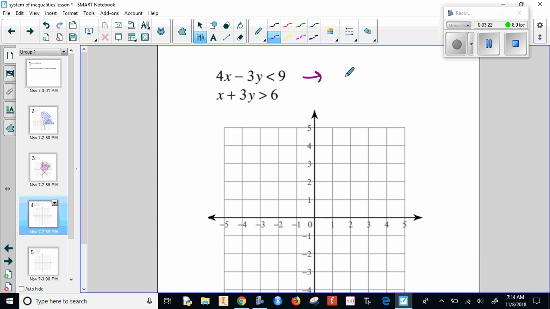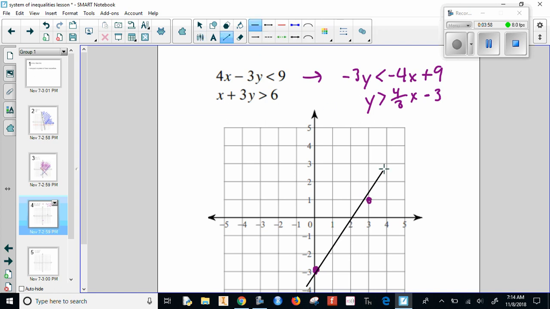So I'd subtract 4x on both sides, so negative 3y is less than negative 4x plus 9. Then I divide by a negative 3. And remember, when you divide by a negative 3, the sign flips. So it would be negative 4 over 3, which would be 4/3 x. And remember, when we're dividing by a negative 3, both things divide by negative 3. So 9 divided by negative 3 is negative 3. So here we have a point negative 3. We go up 4 over 3. And there's our other point. And then we connect them.